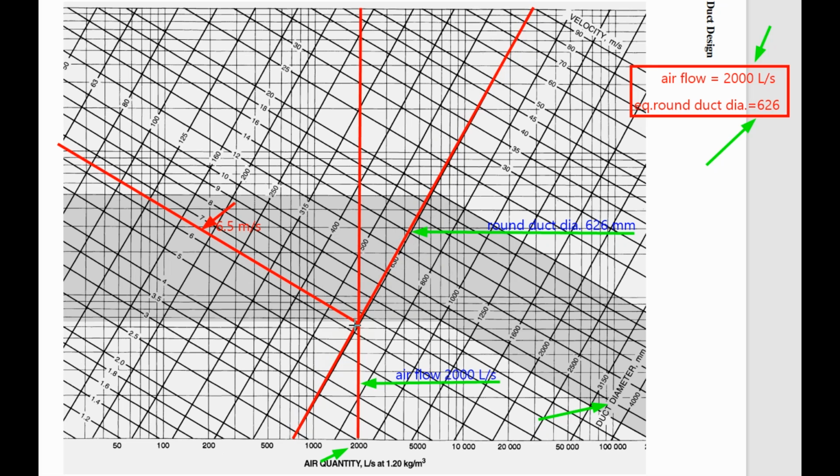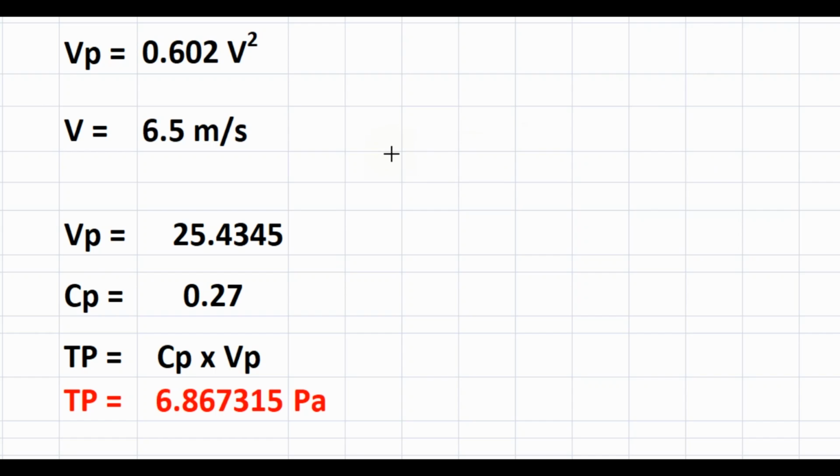And at the point of intersection of these two lines, we draw a line parallel to the velocity line. You can see this velocity line here. These velocity values are 5 meter per second, 6 meter per second, and 7 meter per second. So the velocity in this duct is 6.5 meter per second. Velocity in this elbow is 6.5 meter per second.